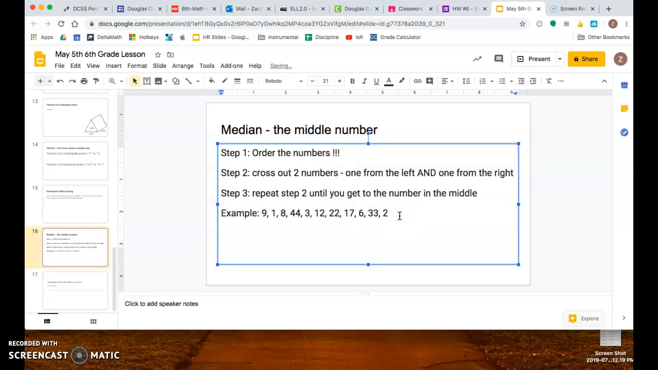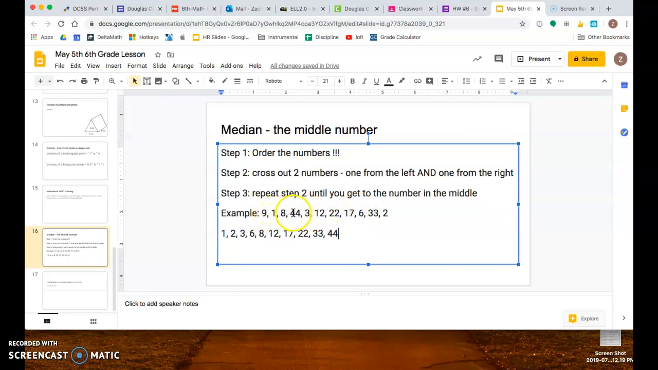Okay, so least to greatest, 1 is the smallest, and then 2 is the next smallest, then 3, and 6, then 8, then 9, then 12, then 17, then 22. That was a mistake. 12, 17, 22, 33, and 44. Let me just check that I have them all.